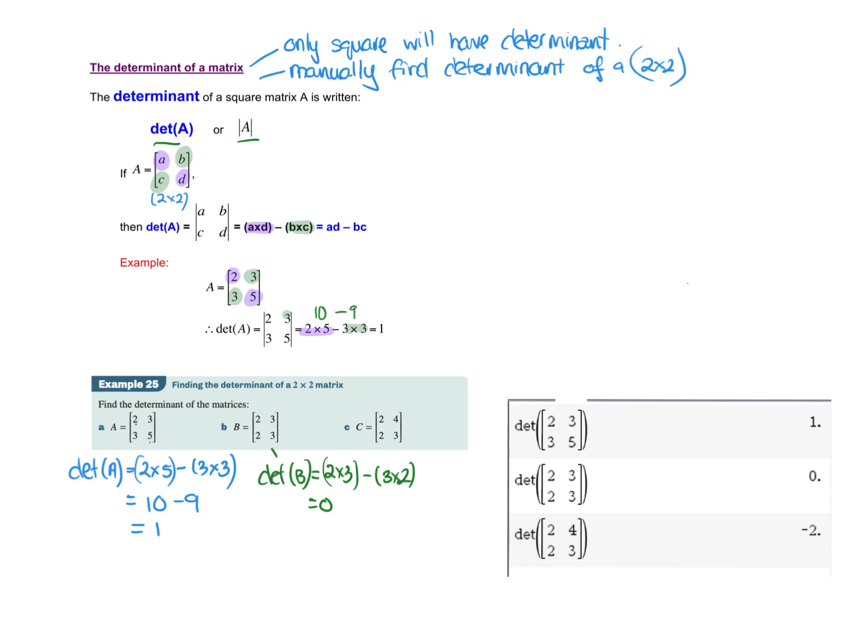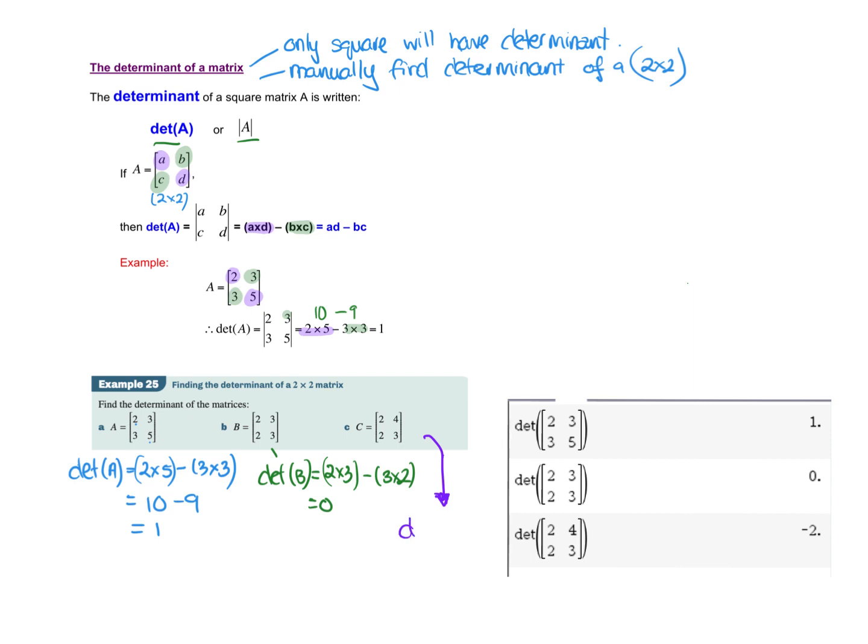So your determinant can be any number. It can be positive, it can be negative, and it can be 0. When it is 0, it is a special case. Okay, but we'll look at that in a minute.